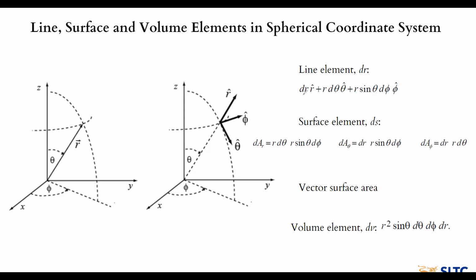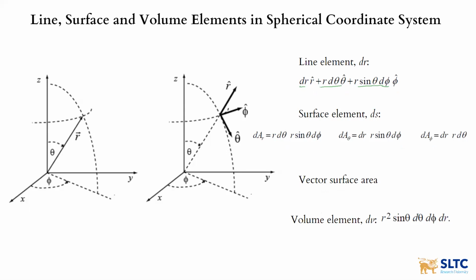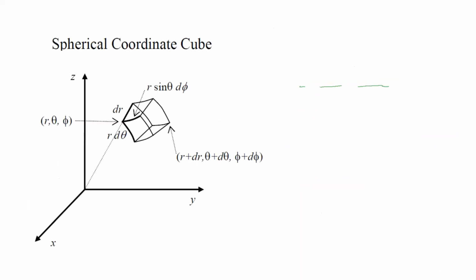The perpendicular components of the line element are dr, r dθ, and so on. Once you consider the product of all those elements, we can find the volume element of the smallest volume that we can create in this coordinate system, right? This diagram shows the smallest volume that we can define for the spherical coordinate system.